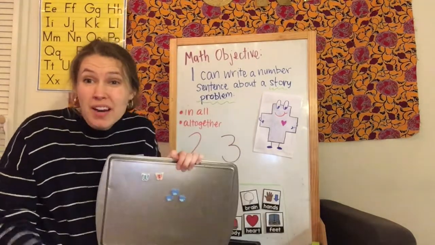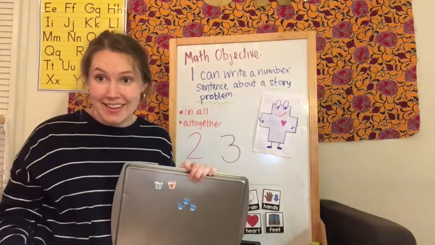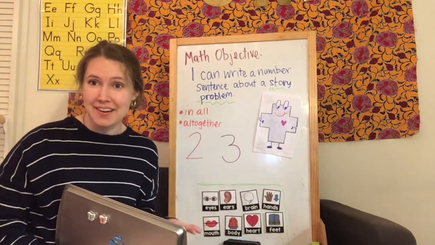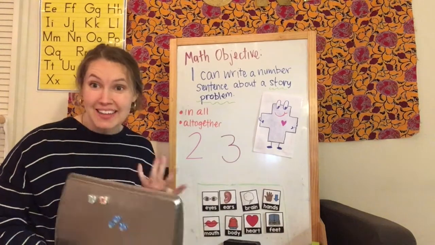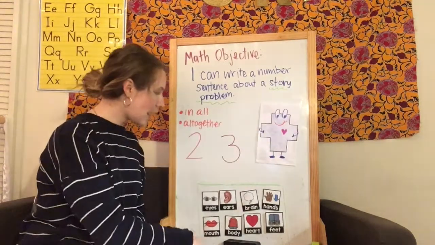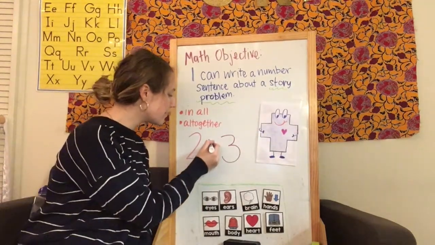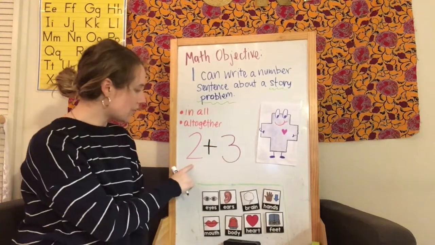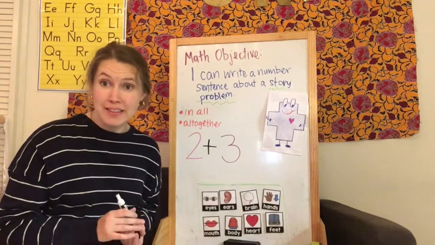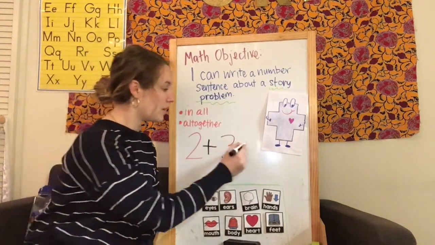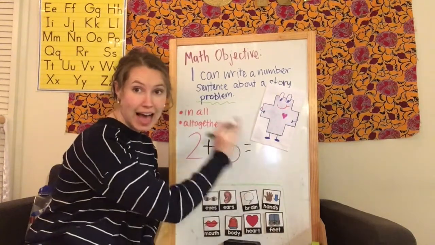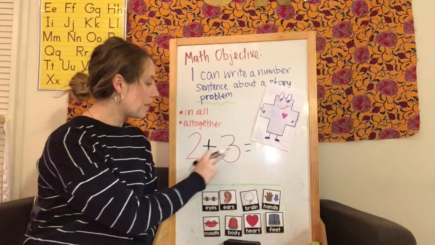Now remember, we want to know how many there are all together. So who could help us add things up? Who brings them together? Gus the Plus. Remember, Gus the Plus will take 2 things and put them together. So I'm going to need to throw in my Gus the Plus here. 2 butterflies plus 3 birds. And then remember, when we want to know how many there are all together, or in all, we got to do our equal sign, because that's going to tell us what these 2 numbers add up to. So 2 plus 3 equals.